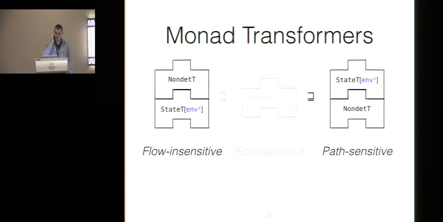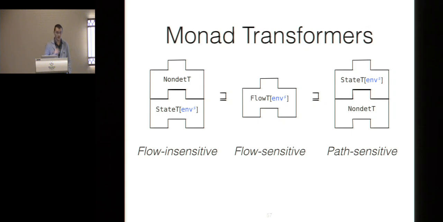To get a flow-sensitive analysis, we implemented a new transformer called FloatT. And it's a combination of non-determinism and state in one monad transformer. And the cell of state that it carries is going to be treated flow-sensitively.